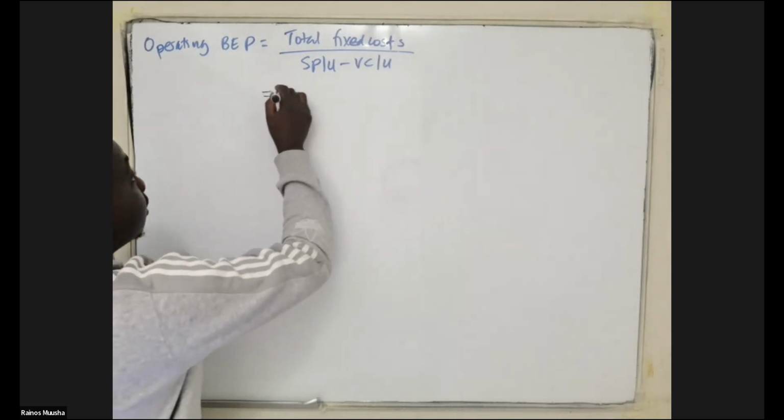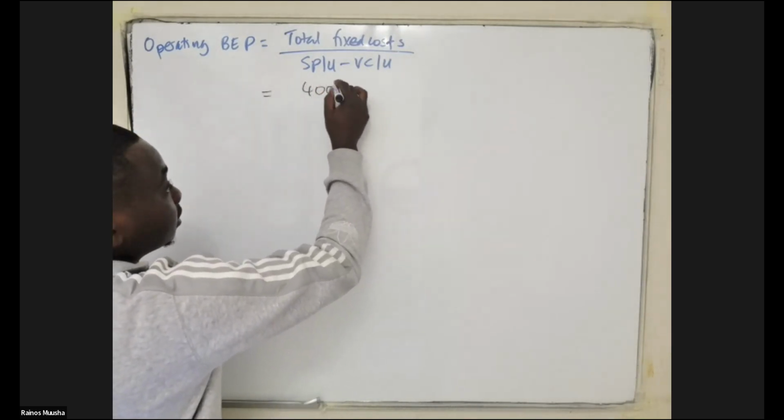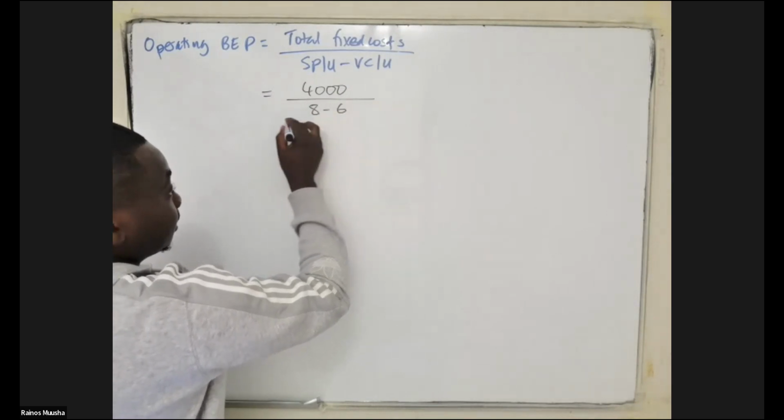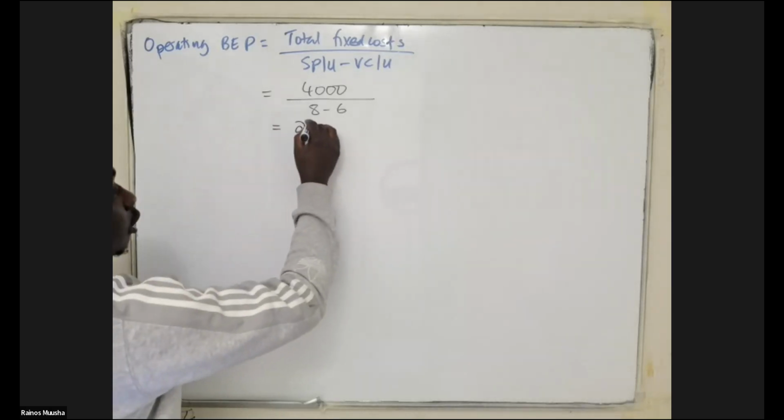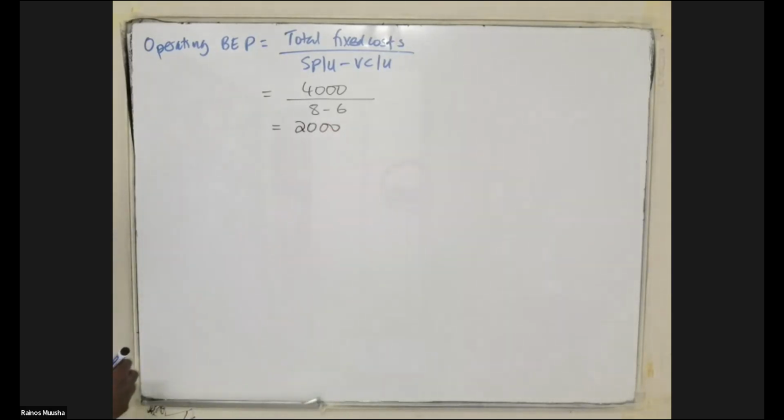So which means the operating break-even point is going to be 4,000 divided by 8 minus 6. So this will give us the operating break-even point. And how much do we get? It's 2,000, because it's going to be 4,000 divided by 2, which is 2,000 units.